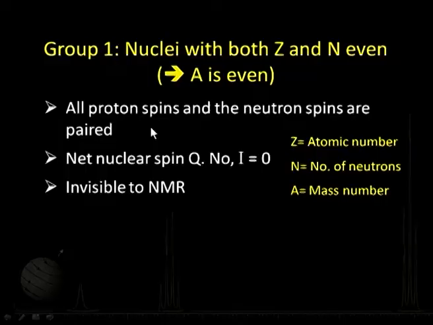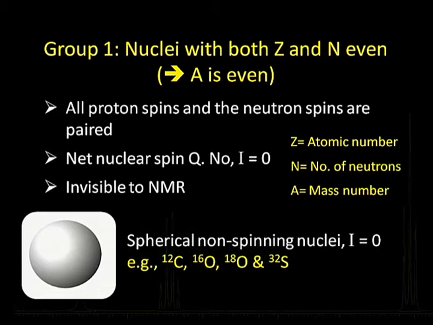As a consequence of that, the net nuclear spin quantum number I, which is the symbol for that, will be equal to 0. And such nuclei with I equal to 0 are not visible in NMR. That means we can't make use of them in NMR spectroscopy. Typically such nuclei are spherical, non-spinning nuclei, I equals 0, and the examples happen to be 12C, 16O, 18O or 32S. All of them are examples of nuclei which are not active in NMR.